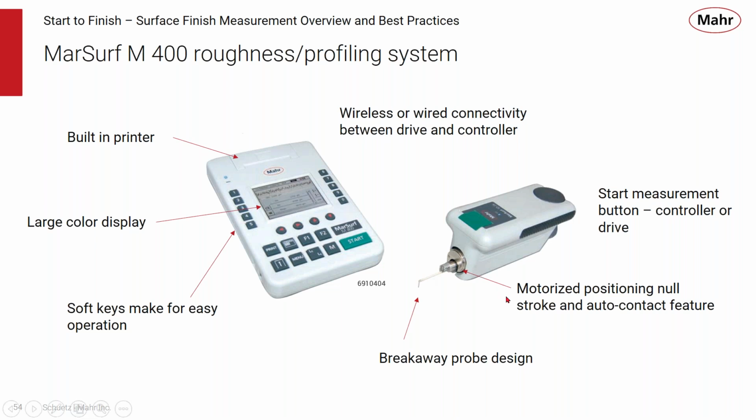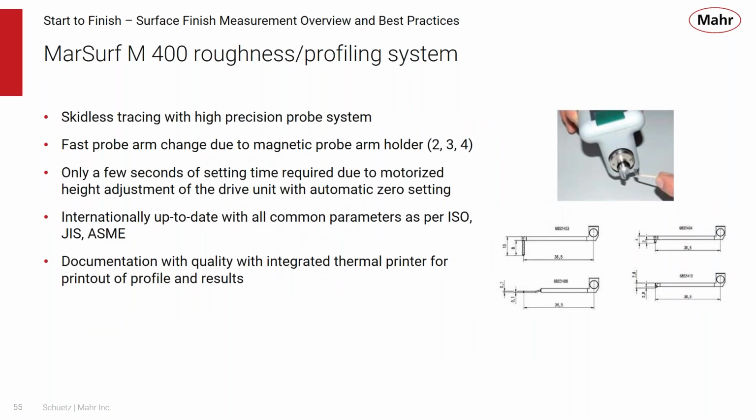And another way of protecting the probe is we use a motorized positioning system. The operator simply has to place the stylus just above the part, and when he begins his start measuring cycle, the probe is going to come down and touch the part. It will automatically sense when the probe is in position and then begin the measuring cycle. So again, another way of protecting the probe from damage.